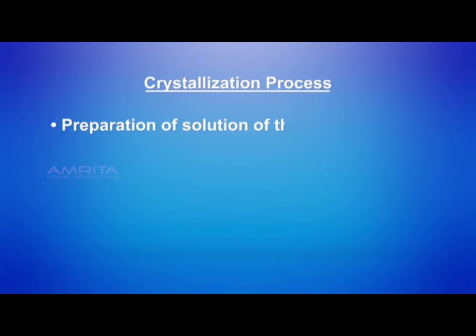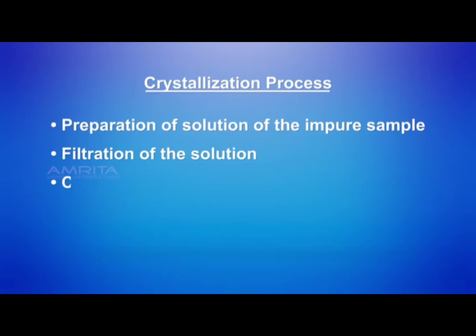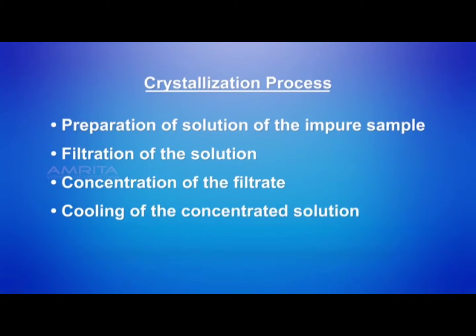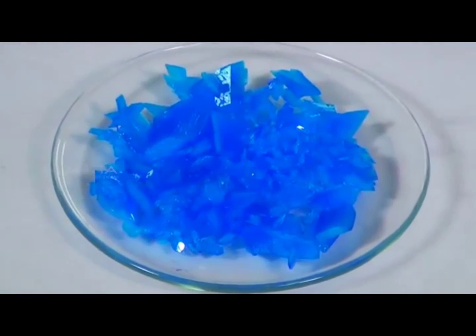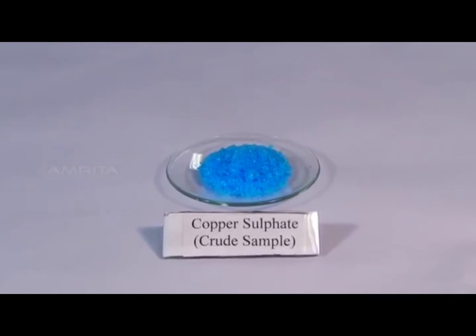The different steps involved in the crystallization process are preparation of solution of the impure sample, filtration of the solution, concentration of the filtrate, cooling of the concentrated solution, separation and drying of crystals. Our aim is to prepare crystals of pure copper sulfate from an impure sample.